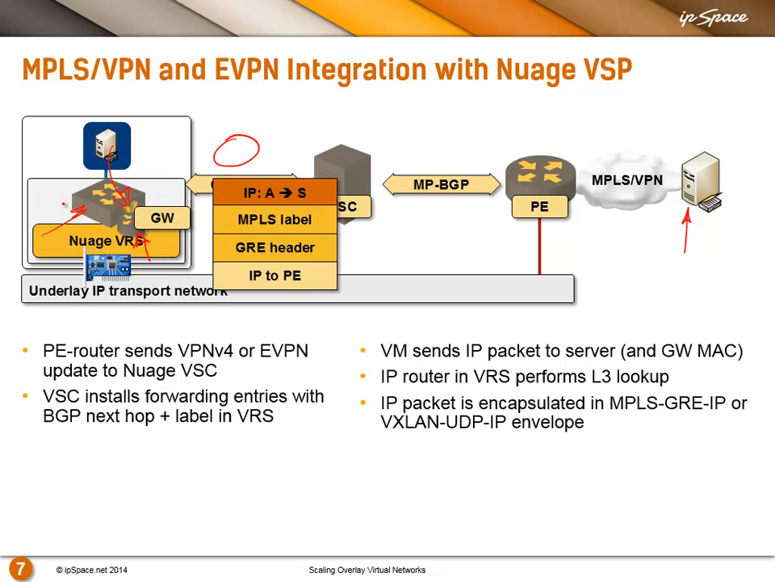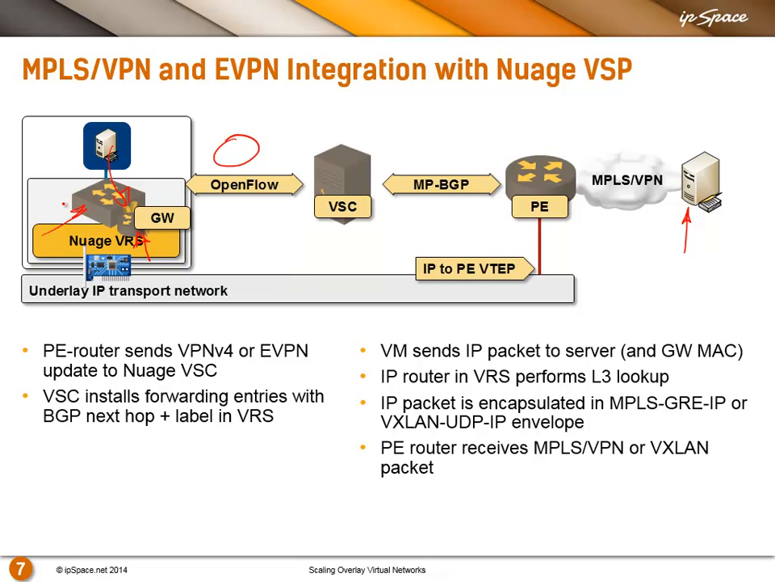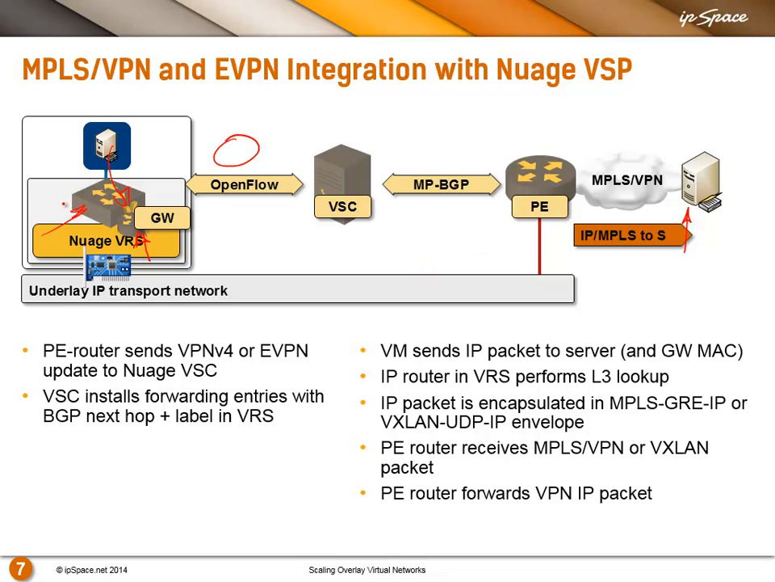In any case, the IP packet is eventually encapsulated in something, which can be MPLS over GRE over IP, or it could be VXLAN in UDP over IP, and it's sent to the PE router. The PE router then receives either the MPLS VPN packet or the VXLAN packet, does whatever it does. So for an MPLS VPN packet, it would just swap the label. For a VXLAN packet, it might do more and sends the packet toward the WAN, and vice versa.